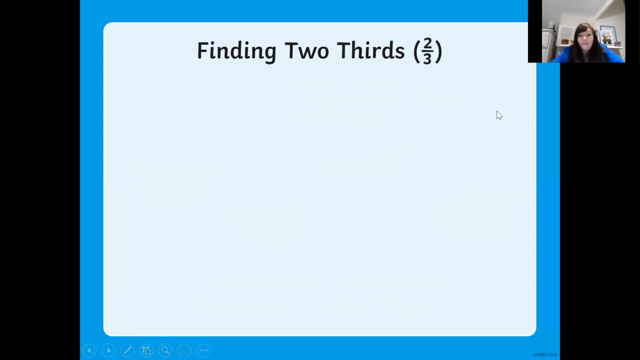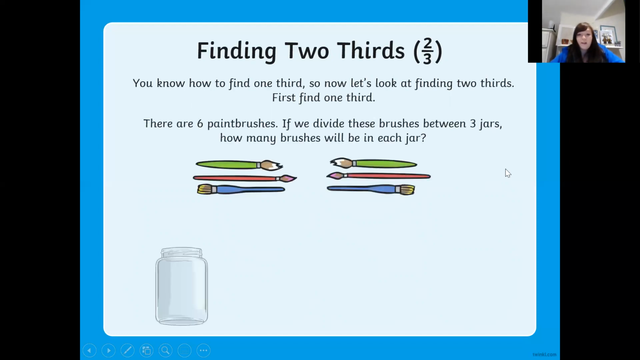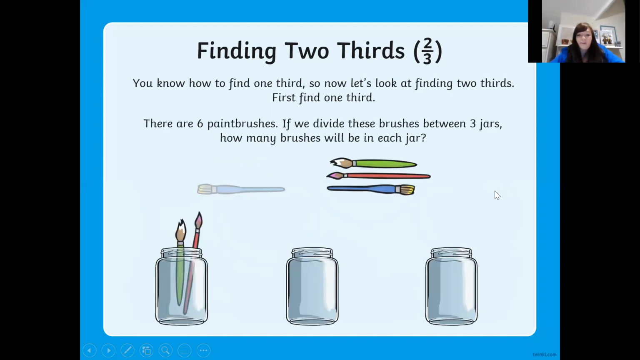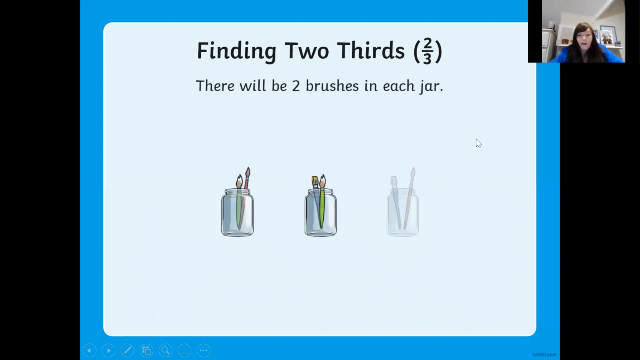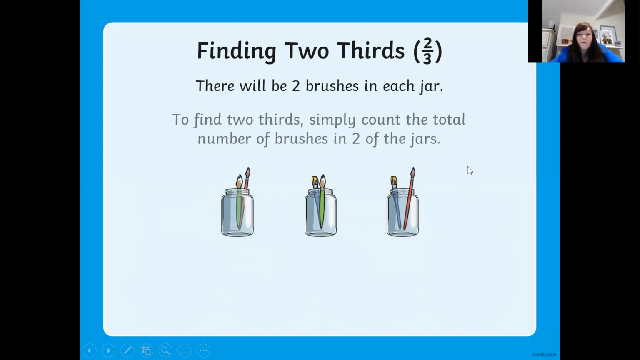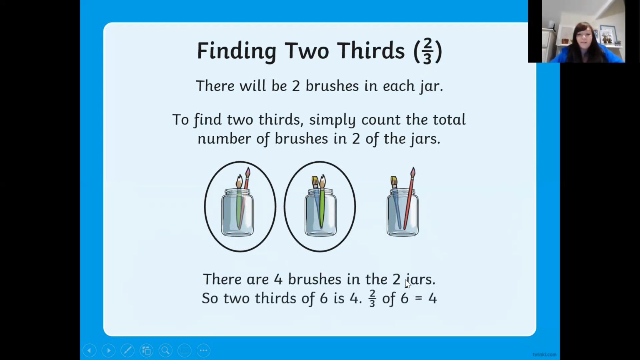Finding 2/3 works very similarly. So you are going to find 1/3 first. There are 6 paintbrushes, and we're going to put them into 3 jars because we're dividing them by 3. And there are 2 paintbrushes in each jar. Now to find 2/3, you're looking at 2 of those jars. How many paintbrushes are in 2 of the jars? Good, there's 4 paintbrushes in 2 jars. So 2/3 of 6 is 4.